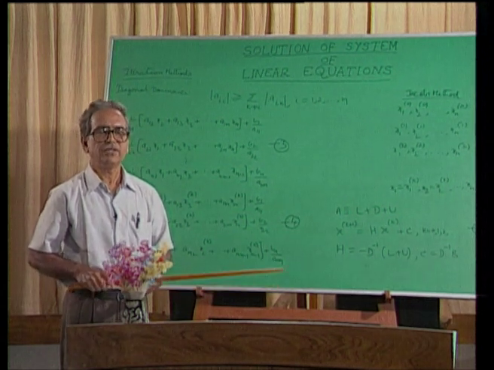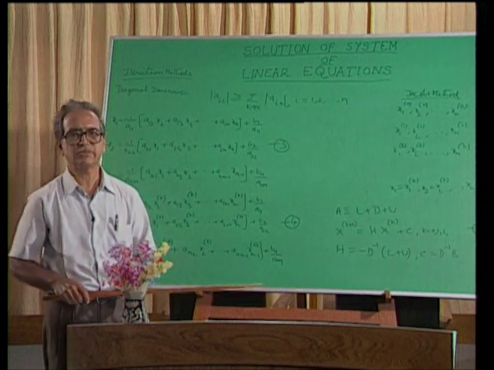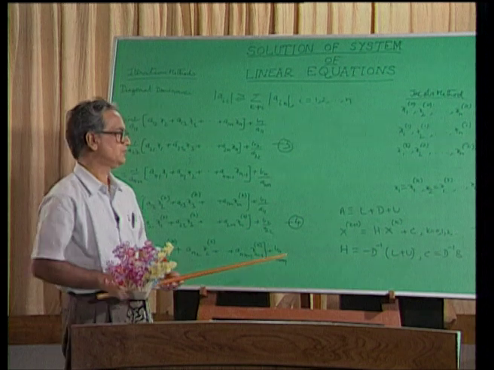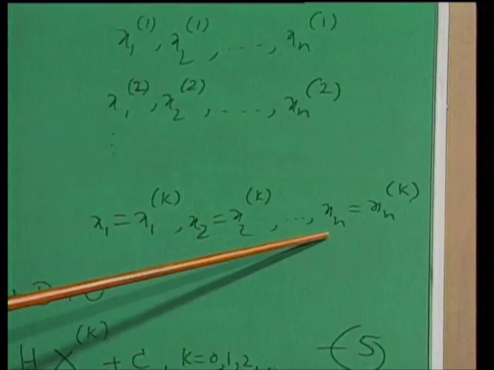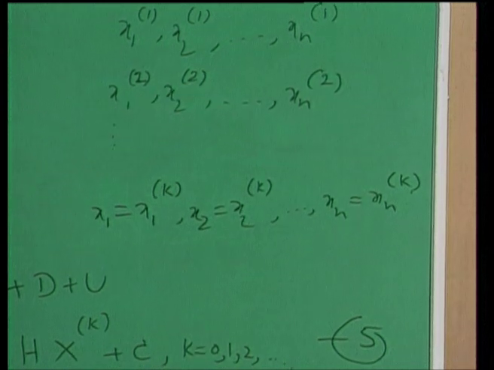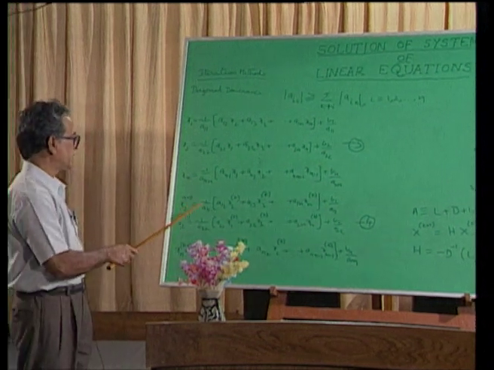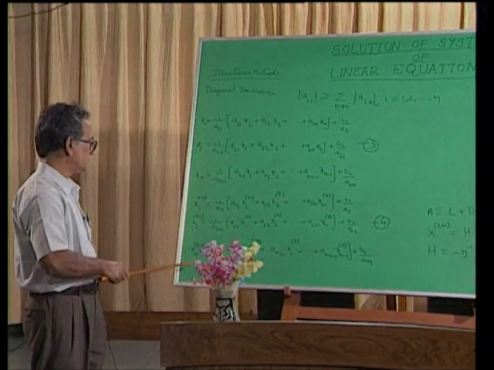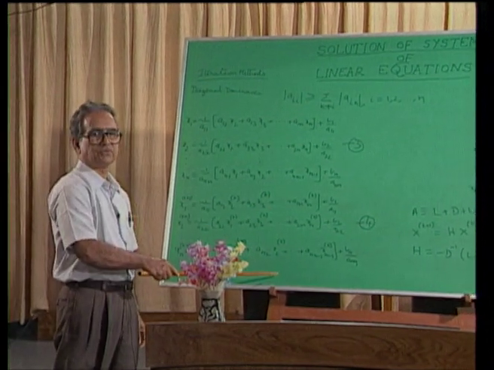Now, if the kth iteration values and k plus 1th iteration values coincide up to the required number of decimal places, then we take x1 is equal to x1k, x2 is equal to x2k, etc., xn is equal to xnk. This is the Jacobi method, and this is the form of the Jacobi iteration scheme. The k plus 1th iteration values are obtained in terms of the kth iteration values.